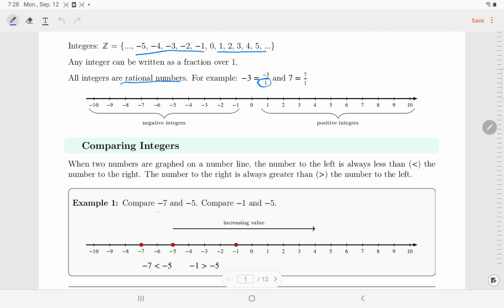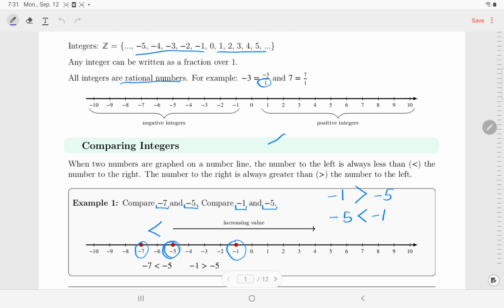When we compare two integers, for example, -7 and -5, the number to the left, in this case -7, is always less than the number on the right. When we compare -1 to -5, we see that -5 is to the left of -1. So -5 is less than -1. We can also say that -1 is greater than -5.